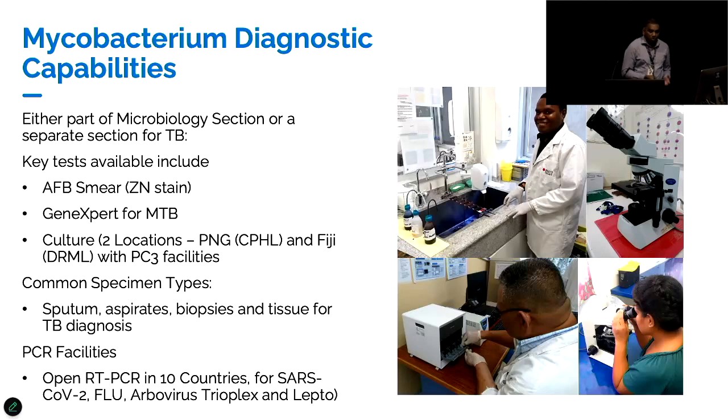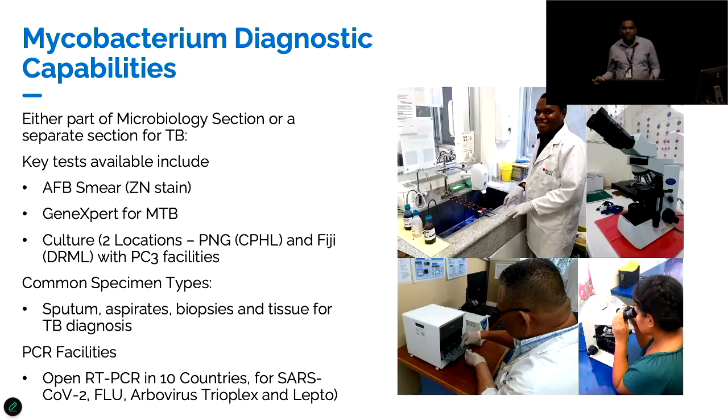But almost all the sites do have an AFB smear that their staff are trained to do, Ziehl-Neelsen stain and interpretation of AFBs. GeneXpert machines do exist quite widely, like Fiji, for example, has about 56 GeneXpert machines, and about 10 of them, I think, are 16-module ones.